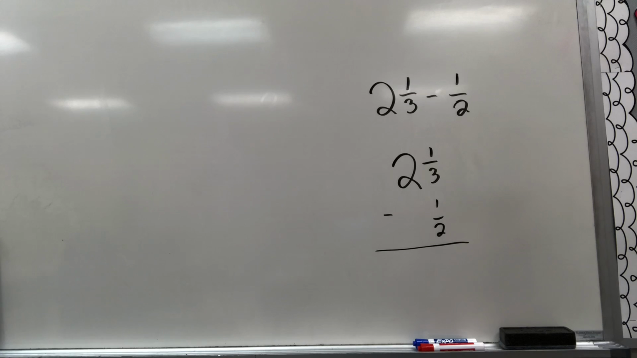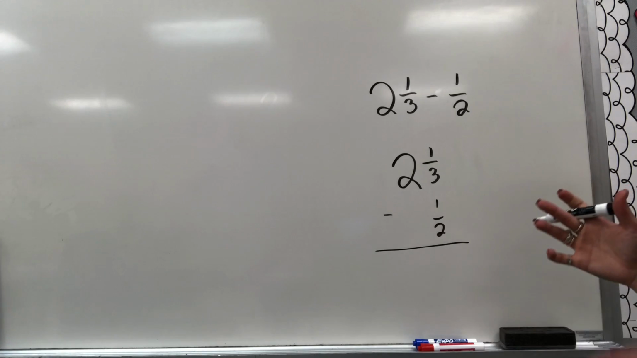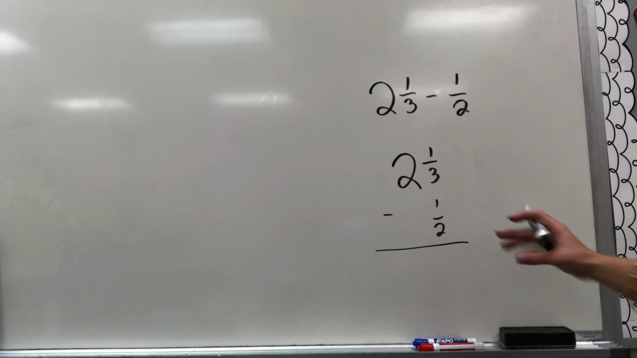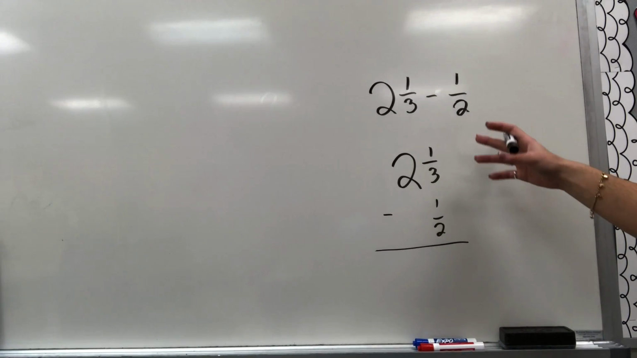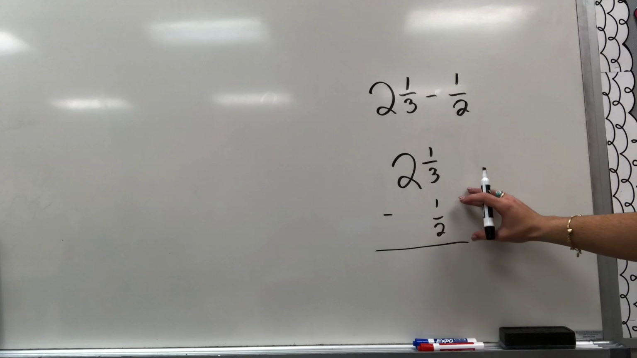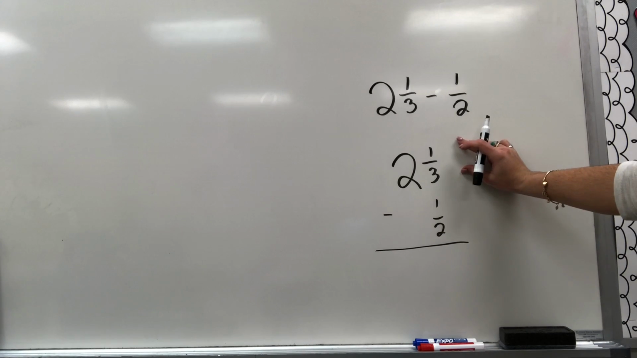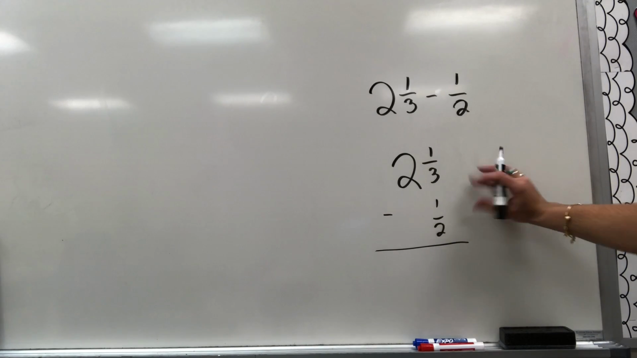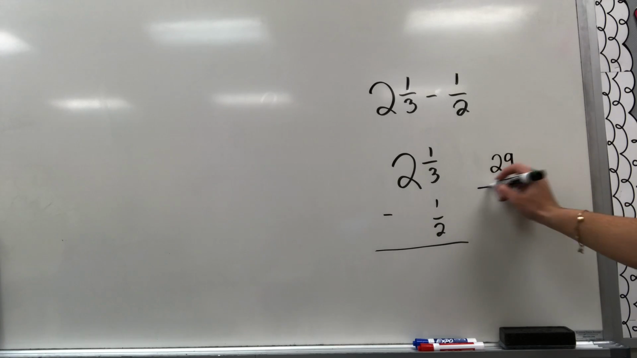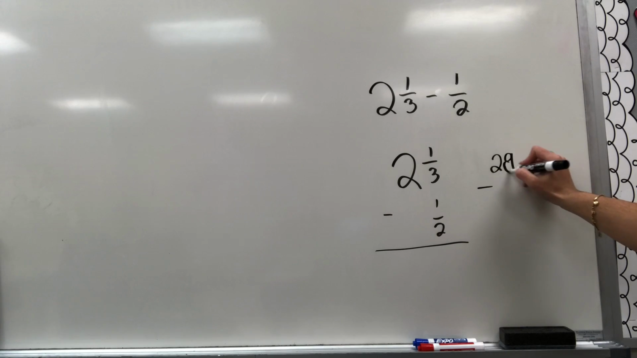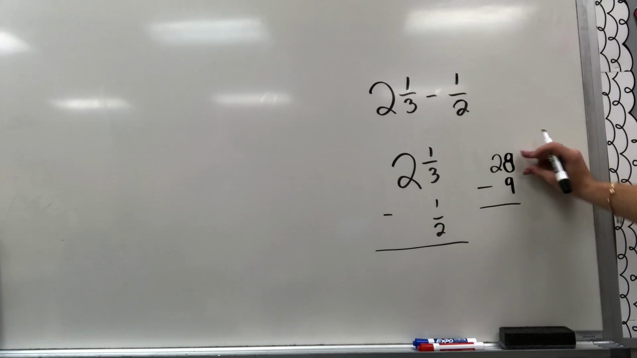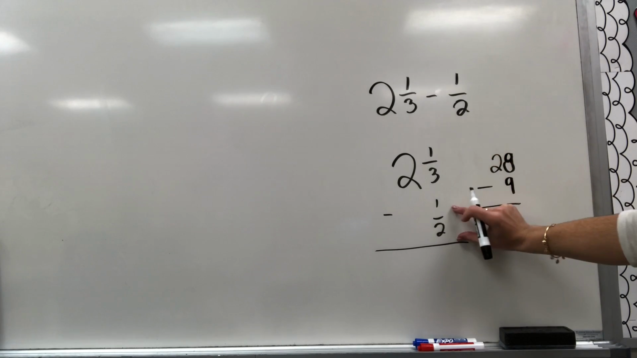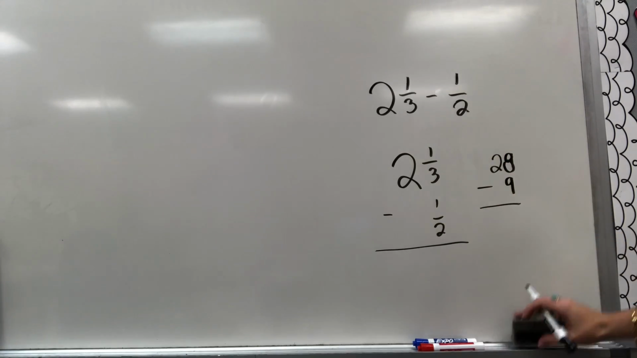Now, when solving this problem, there are a couple things you would need to know. The first being that 1/2 is 50%, which is bigger than 1/3, which is 33%. So that tells me that I can't take 1/2 from 1/3 because 1/2 is bigger. This is just like when you're subtracting whole numbers. Let's say I had this. I can't take 9 from 8 because 9 is bigger. That's what's happening here. I can't take 1/2 from 1/3 because 1/2 is bigger.